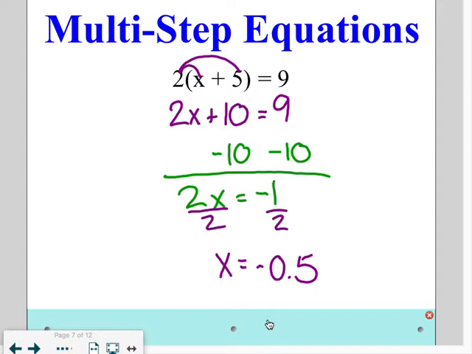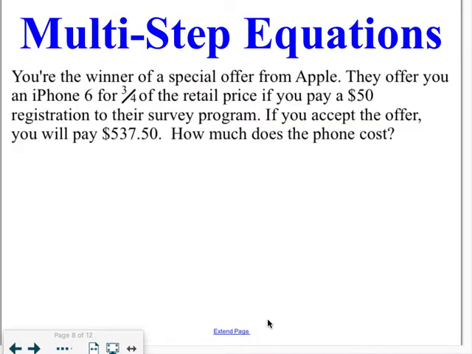You should have gotten an answer of x is equal to negative 0.5, or you could have left it as negative 1/2. I don't care if you are using the decimal or the fraction as your answer. Next, we're going to talk about another word problem.